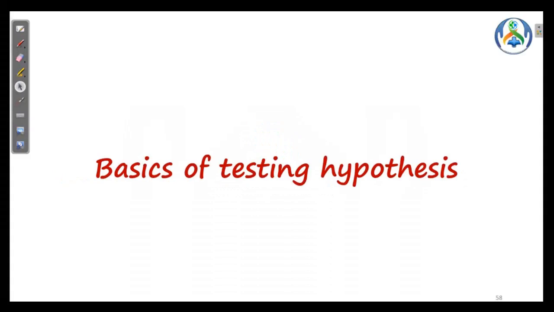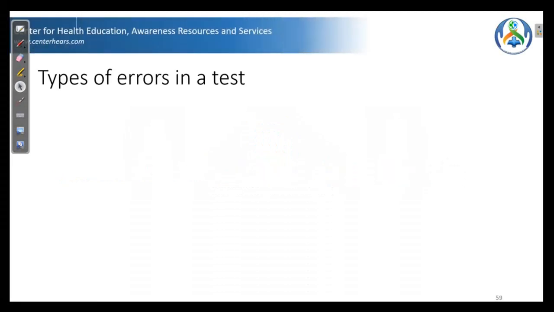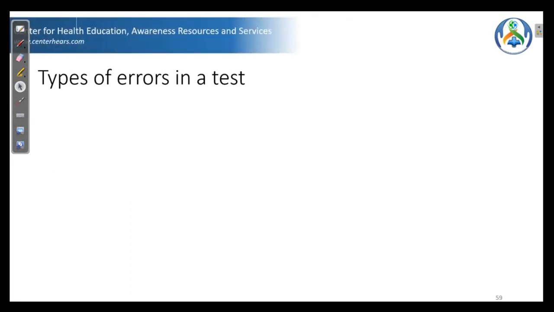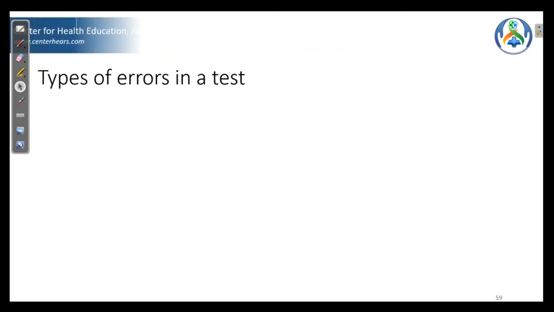So today we are going to see the basic testing of the hypothesis, right? If we go deep into that, first we should understand that while doing any type of test or study, there is a chance that there will be some error. So we have to find out which type of error we are making a lot. That error can be either on the positive side or on the negative side.